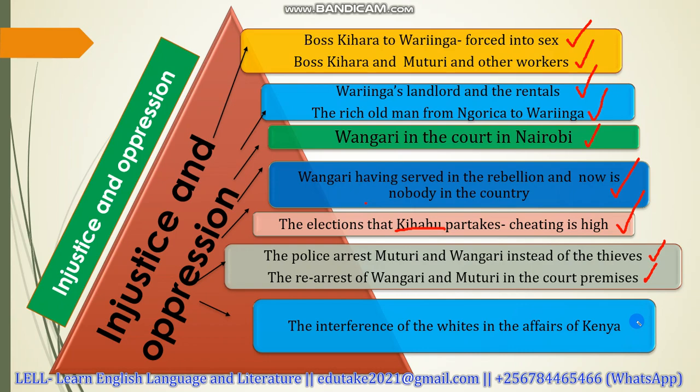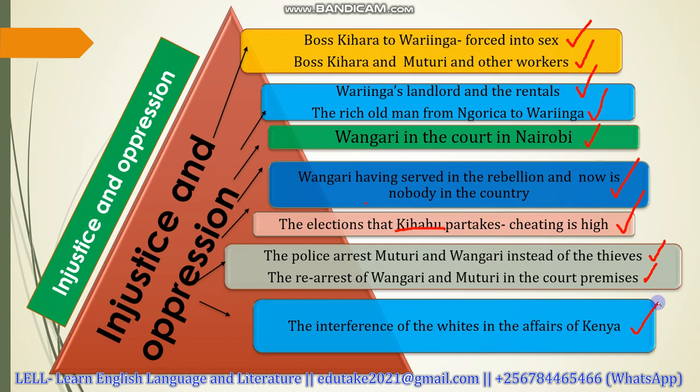Then lastly, about injustice and oppression is the interference of the whites in the affairs of Kenya. We see that in the cave, these whites have really come back to represent the colonialists that left long ago. According to the story, the master of ceremony presents them as we're entering the cave. He talks about the boss who went to a far country and left. All that allusion, we shall look at when we're looking at narrative techniques, allusion and allegory.